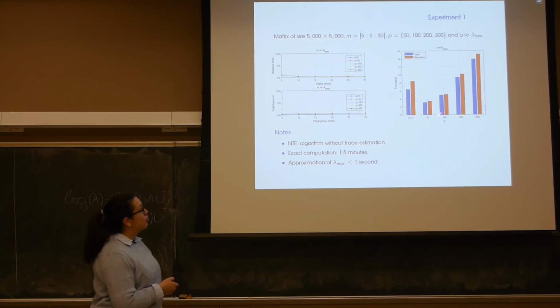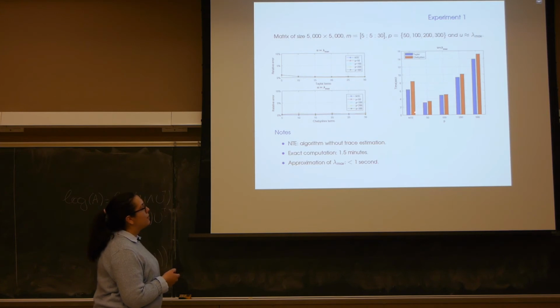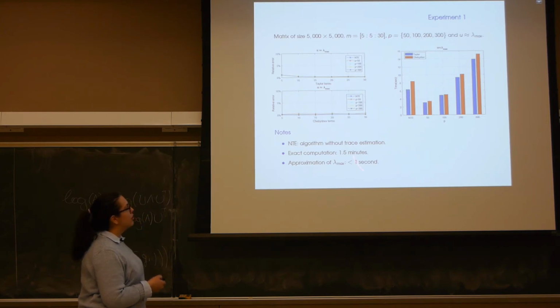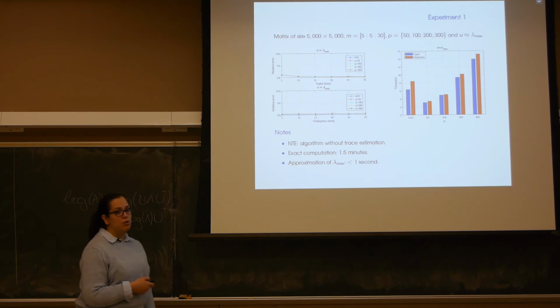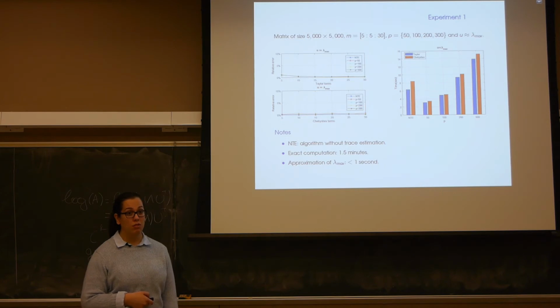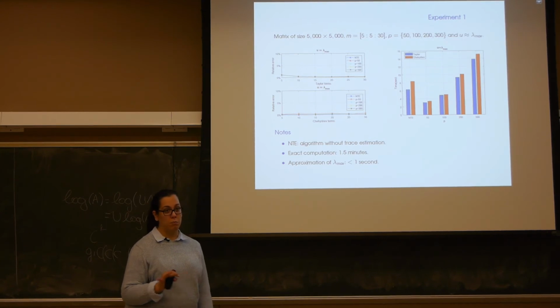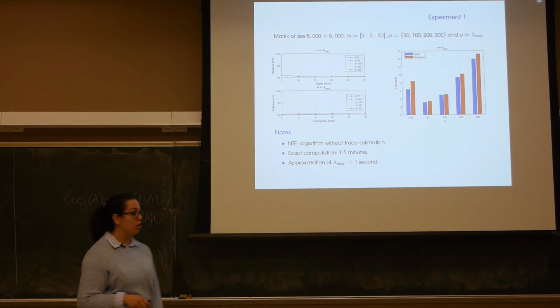But for the rest of the algorithms with the trace estimation, as you can see here, for P equals 50, I have a result in 2 seconds for the Taylor and in less than 3 seconds for the Chebyshev, while the exact computation using the SVD took 1.5 minutes. And I just computed the singular values, not the singular vectors.